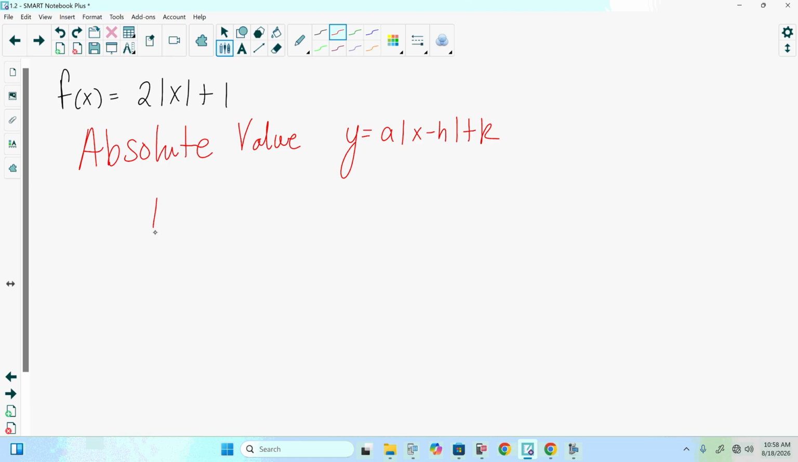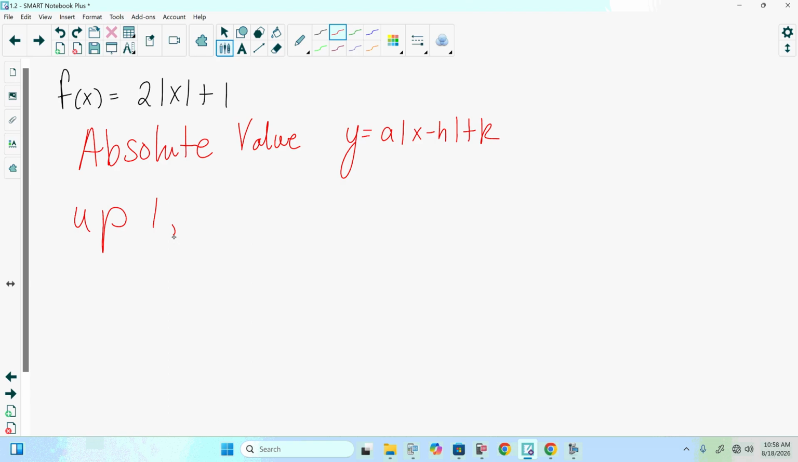K is nice because positive is up, negative is down. So having plus 1 tells us it moves up 1. So part of our transformation is up 1. And really, up to this point, that's the only thing we have. Yes? However, is there a value for a? Yes. Is it negative? No, so there is no reflection across the x-axis.